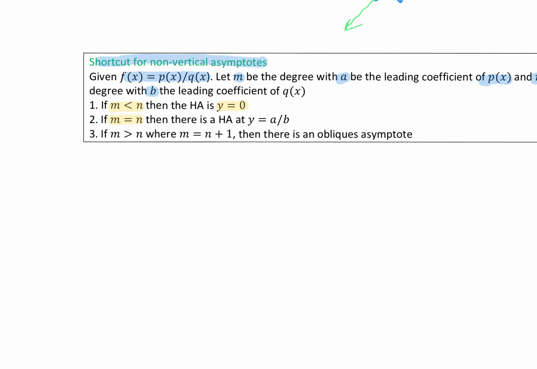If the degrees are the same, then to find your horizontal asymptote, you would just look at those leading coefficients, and it's just the fraction of the leading coefficients. If top is bigger than bottom, but only by 1, then you have an oblique asymptote and you have to do the long division. So too bad. But steps 1 and 2 are shortcuts for finding horizontal asymptotes.